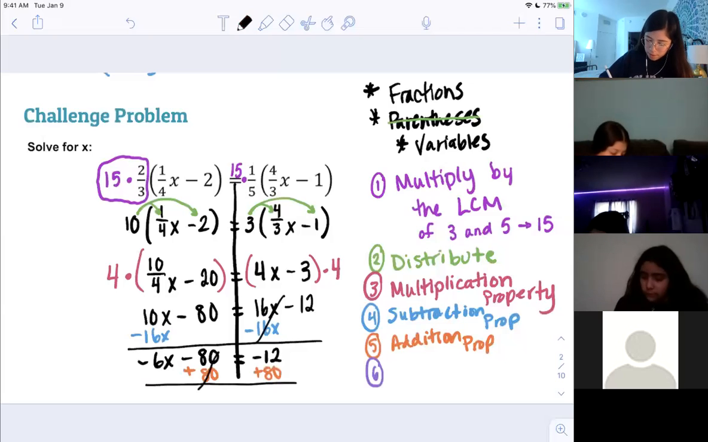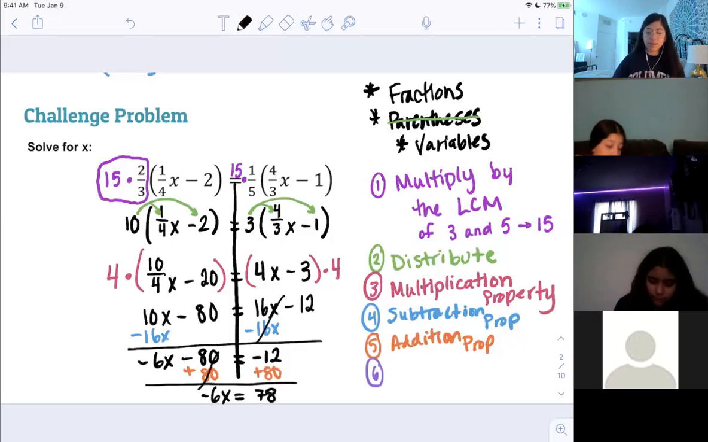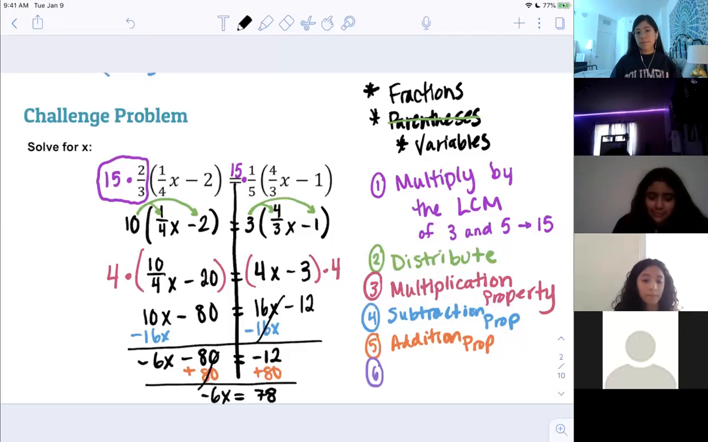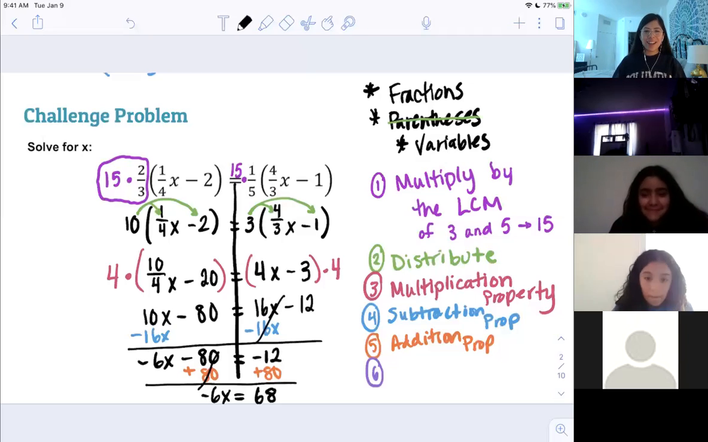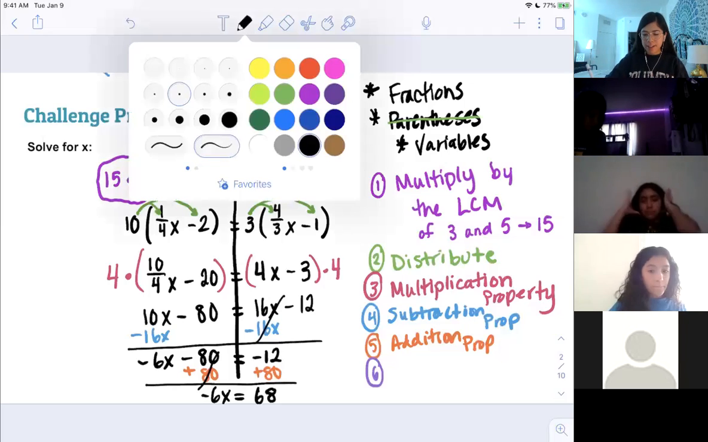All right. So I have -6x equals, here's the hard part, -12 plus 80. Am I going to stay negative or is it going to turn positive? Positive. That one's a little bit trickier because you start negative, you go up, you end up positive. Is it 78 or 68? It should be 68, my bad. 68, all right? And then the final step, I'm not going to write it because I'm out of room, but what am I doing?